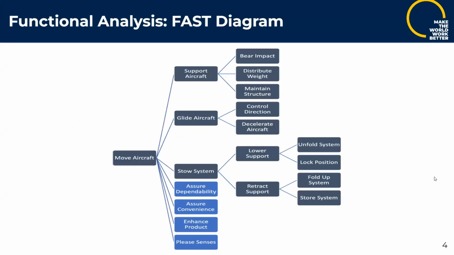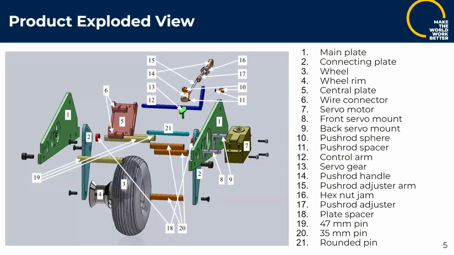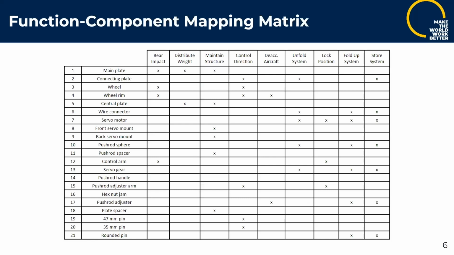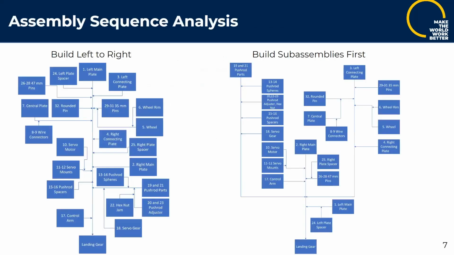For the functional analysis, we decided that the main function of the retractable landing gears is to support the aircraft, glide the aircraft, and stow the system away. This is our exploded view of the product, and this is the convention that we'll be using for the rest of our presentation. We mapped all of the parts to the functions that we identified, and we use these functions in the next slide to identify how we might want to put it together.